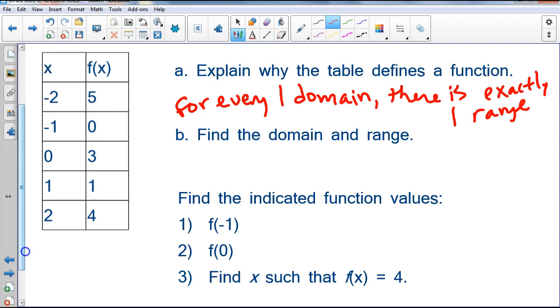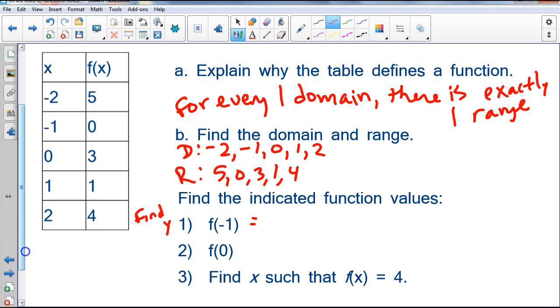So find the domain and range. All we need to do is list our x's, -2, -1, 0, 1, and 2, and our range, same thing, 5, 0, 3, 1, and 4. And then it says find the indicated function values. So what this is saying is find f at -1. So they want you to tell us the y coordinate. So this is saying find y.